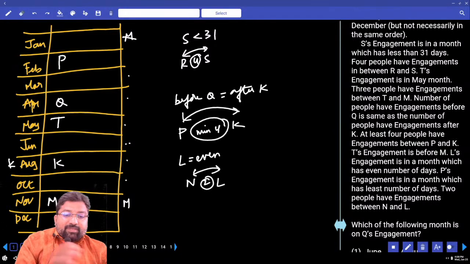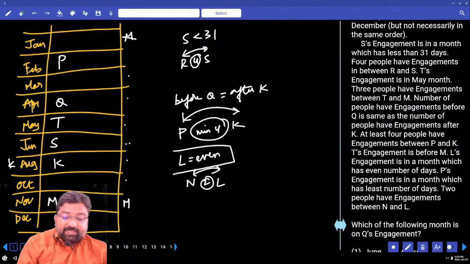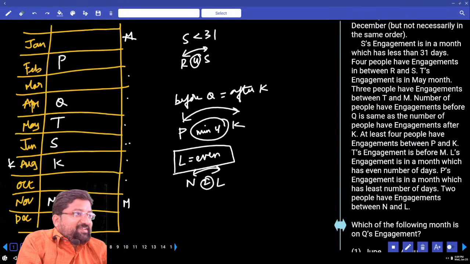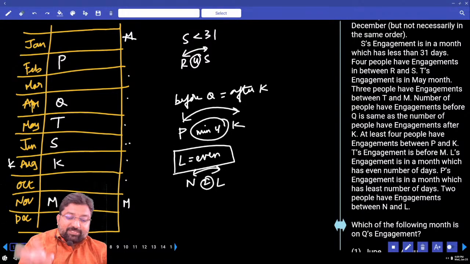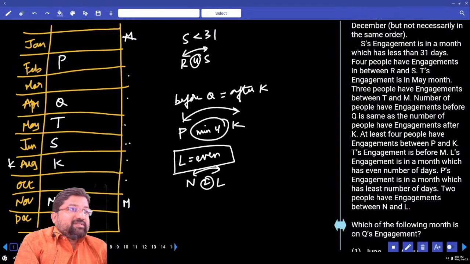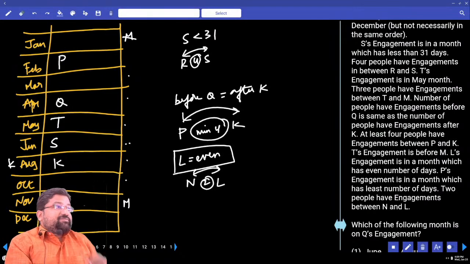S should be less than 31 days. Look at what months qualify. Not Jan, not March, not October, not December. Only one: June. Then June is S here. L should be even, so L should also be in a month with less than 31 days. So there should be 2 months with less than 31 days vacant to accommodate both S and L. But do we have any months here? Only 1 month.